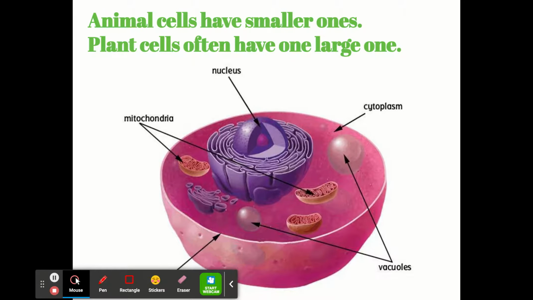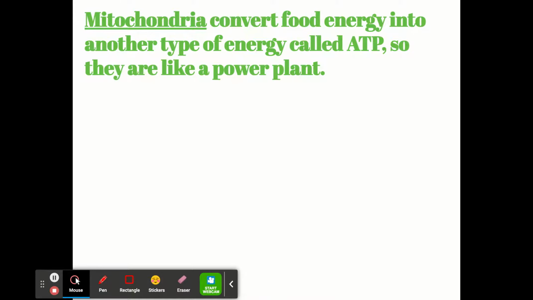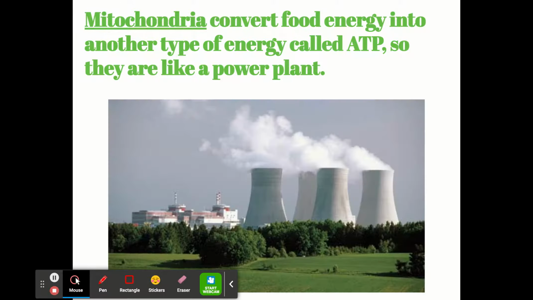All right, moving right along. The next organelle we're going to talk about are the mitochondria. Now, mitochondria is plural. The singular is mitochondrion, D-R-I-O-N. The mitochondria are these organelles that are kind of like a power plant. Now, we often give mitochondria the nickname powerhouse of the cell, and that's because this is where that food energy, that glucose, gets converted into ATP.